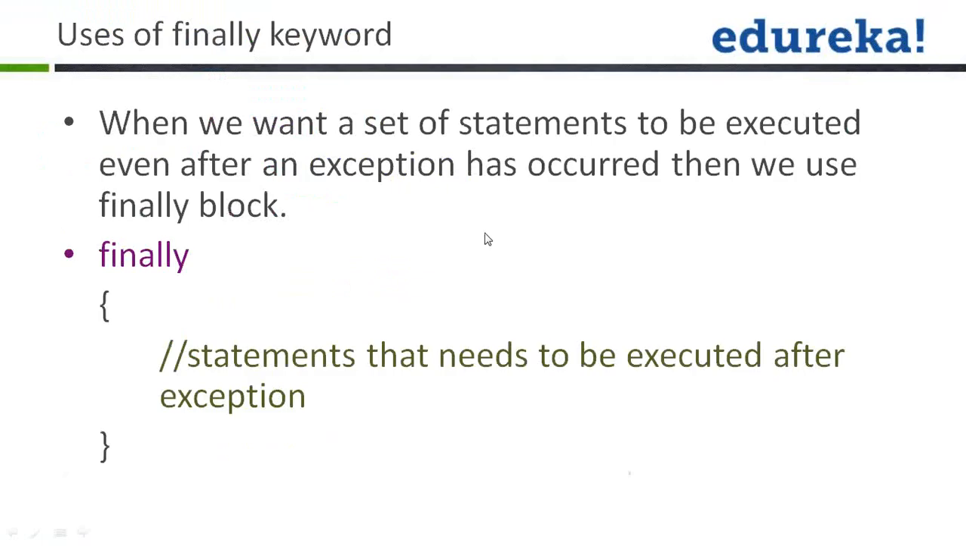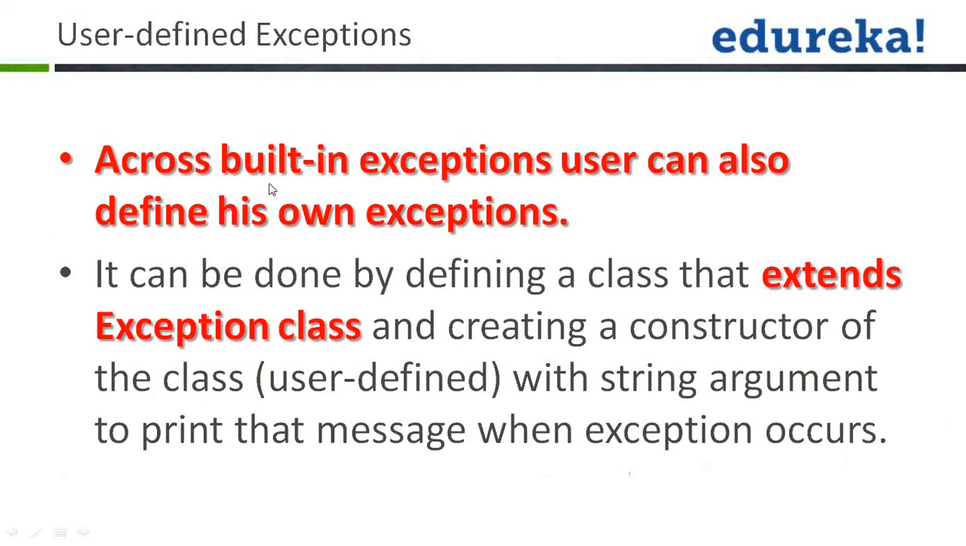Moving back to the presentation, I come to user defined exceptions. This is one of the few topics that are left. Now what are user defined exceptions? Apart from built-in exceptions, the user can also define his own exceptions. It can be done by defining a class that extends the Exception class and creating a constructor of the user defined class with a string argument to print a message when the exception occurs. Now can you understand the statement that is written?